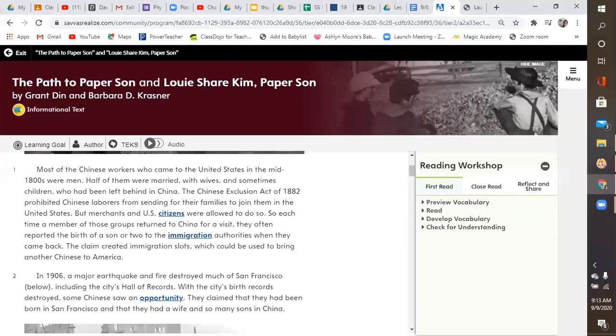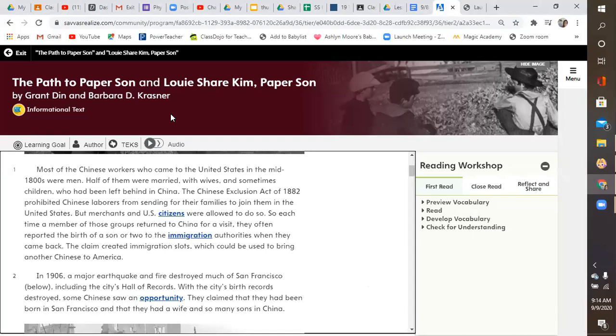Now we want to stop this share, and I'm going to share my screen with you again. And this is the story that you've been assigned today in Savvas. I'm going to go ahead and read that along with you. Today you'll be reading The Path to Paper Sun. Tomorrow we'll read Paper Sun, but today we're just going to read the short story before it. This one is by Grant Din.